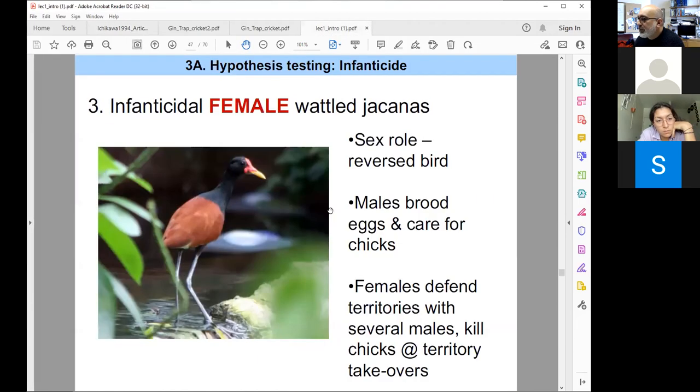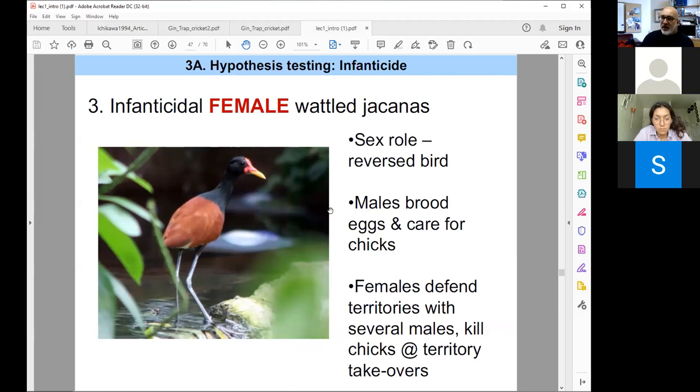There's another example of sex role reversal, these jacanas. So jacanas are interesting. They are a tropical bird, and they are what we call sex role reversed. That is that it's the males that brood the eggs and care for the chicks rather than the females. The females often have a territory that includes multiple males.